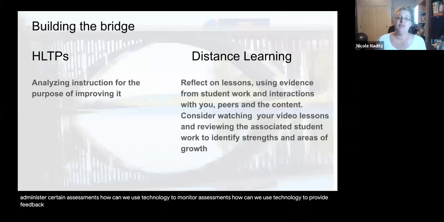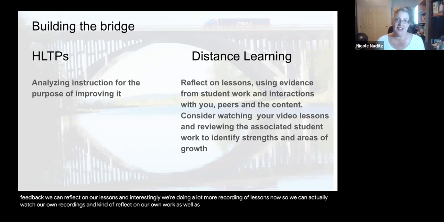And then we can reflect on our lessons. And interestingly, we're doing a lot more recording of lessons now, so we can actually watch our own recordings and reflect on our own work, as well as analyzing student work in the ways we might have traditionally done prior to moving to distance learning.